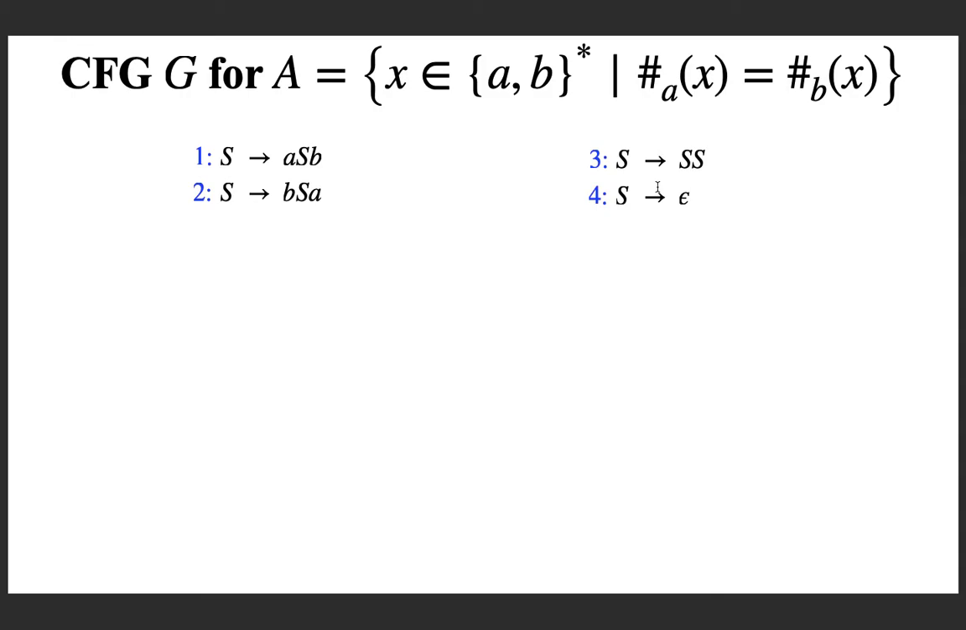This is the same grammar that we discussed in the previous class, and the question is, how can we prove that the language represented by G with these 4 productions is precisely this set of strings? And the proof involves 2 different steps.